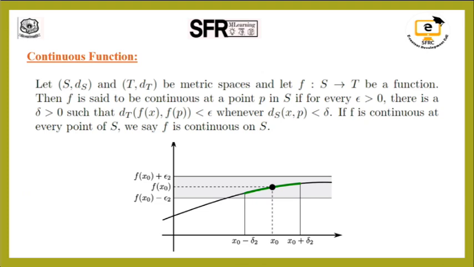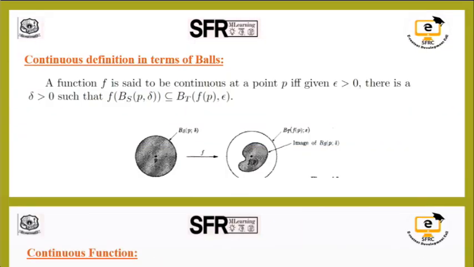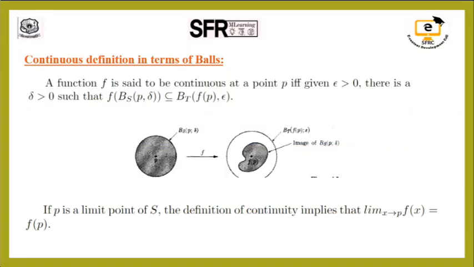Now we have to find a delta in such a way that the interval x naught minus delta to x naught plus delta, that is, the ball with center x naught and radius delta, has an image inside the epsilon ball, f of x naught minus epsilon, comma, f of x naught plus epsilon. If the image of this delta ball lies inside the epsilon ball, then our function is said to be continuous at the point x naught. So this is the definition of continuous functions in terms of balls.